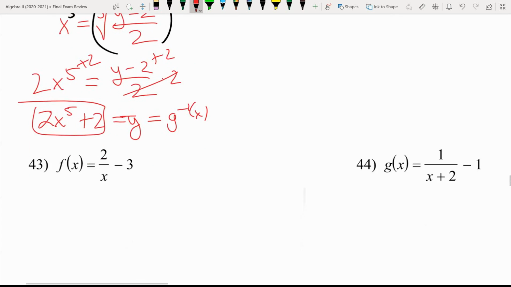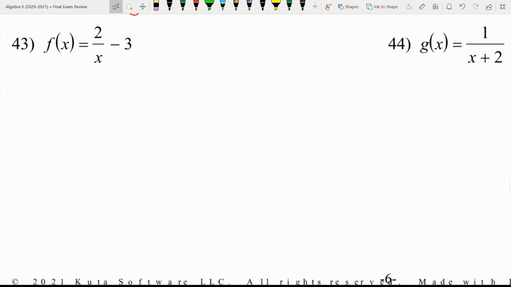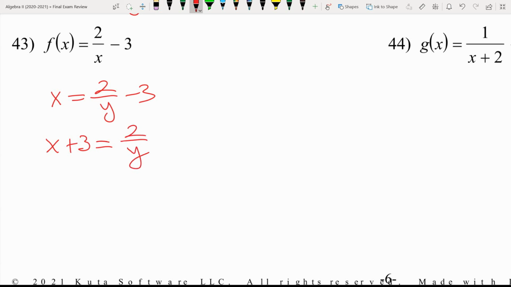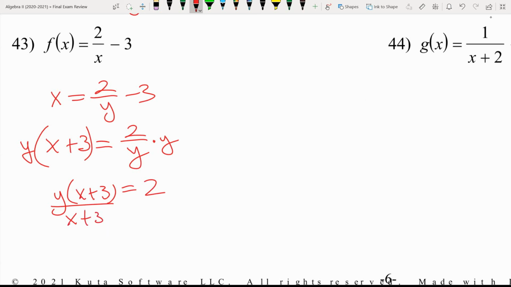Okay. So that was a little bit more difficult. Let's take a look at one where the x is in the denominator, like this one right here. Swap our x and y. So this is x equals 2 over (y minus 3). So you got to bring that 3 to the other side first, adding it. So x plus 3 equals 2 over y. I can't have a y in the bottom of the fraction, so I'm going to multiply both sides by y. So I end up with y times (x plus 3) equals 2. Don't multiply this out right here. What you want to do is divide both sides by x plus 3. And that gets the y by itself. So this right here is your f inverse of x. Okay?